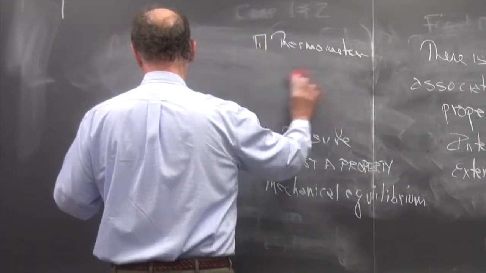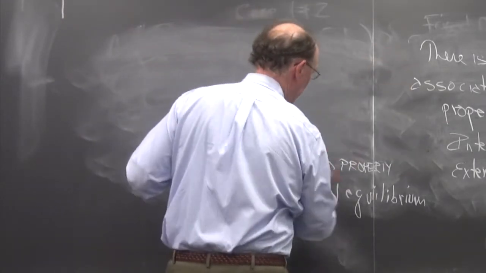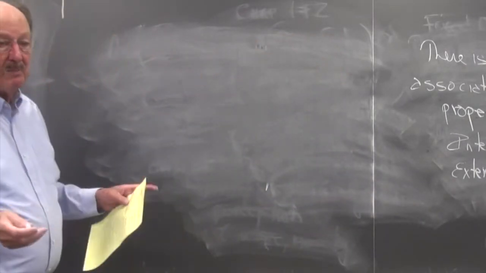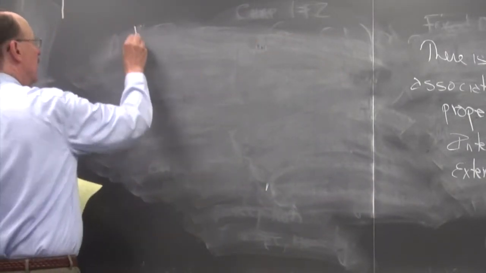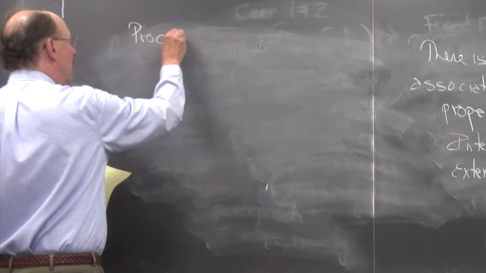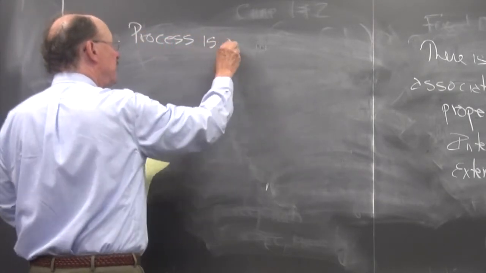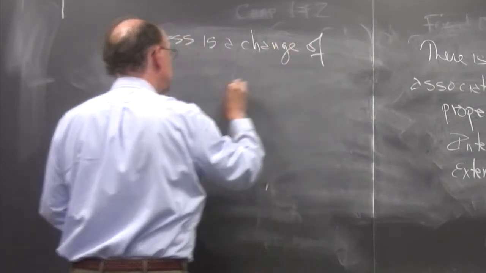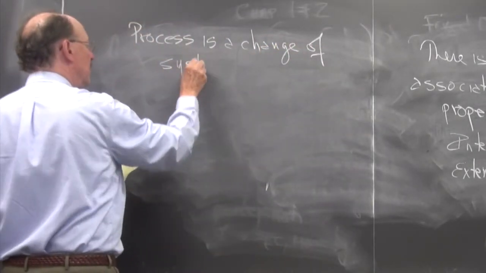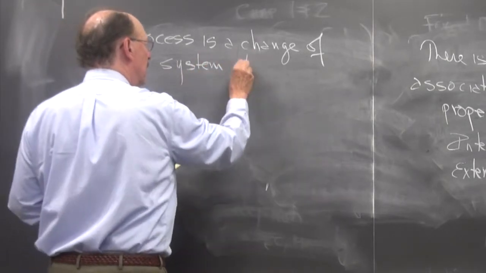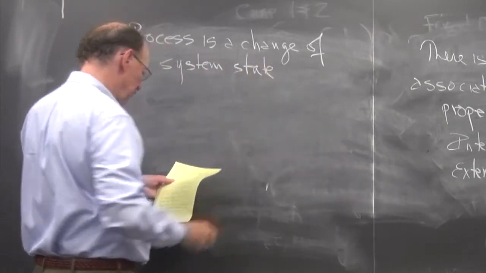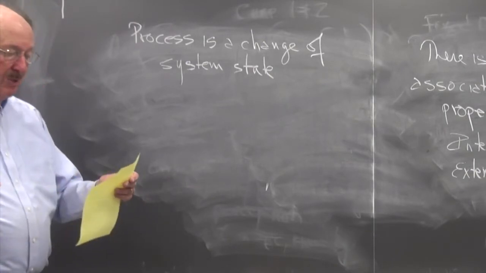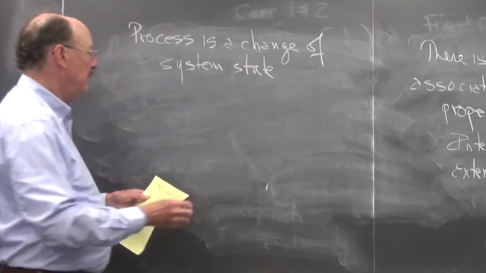A process is a change of system state. So it describes how the system goes from state 1 to state 2.